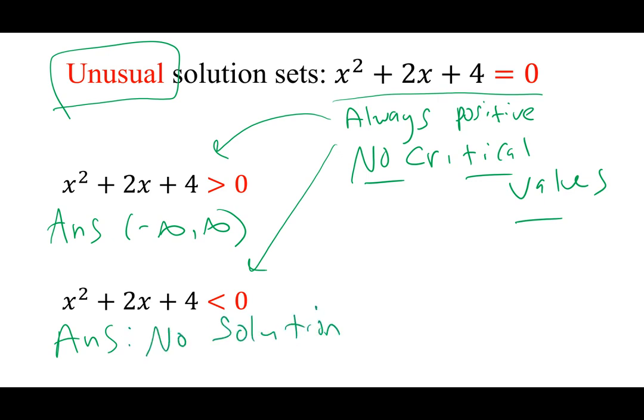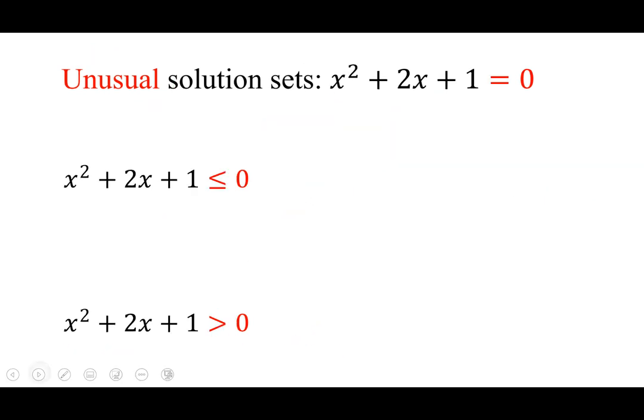So again, as you do the homework tonight, if you get something that is not factorable, that doesn't necessarily mean that there is no solution. It means there's no critical values, but you still have to be able to interpret it in the context. So that's the first 2 examples of how you might get what's called an unusual solution set. Let's take a look at another example.